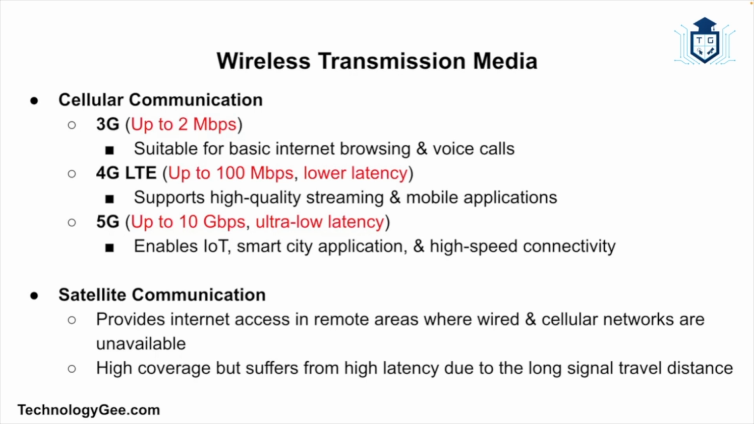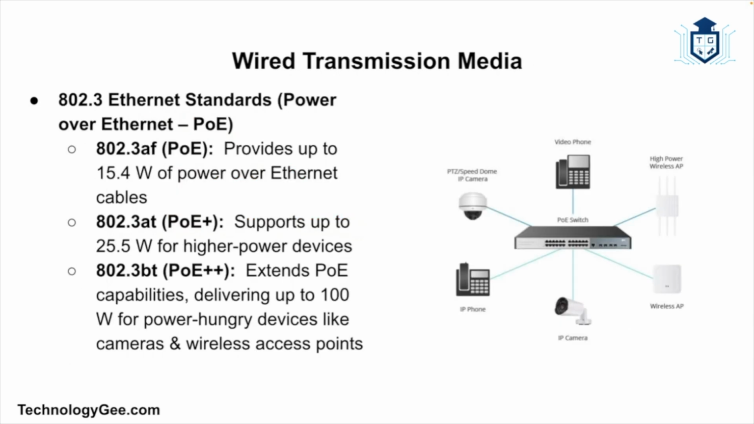And then we have 5G, and this is the latest generation where it offers speeds up to 10 gigabits per second with ultra-low latency and high device density. And it also enables IoT and smart city applications. And then we have satellite communication. So satellite communication provides internet connectivity in remote areas where wired or cellular networks are unavailable. Now, although it offers wide coverage, it suffers from high latency due to the long distance signals must travel to and from satellites.